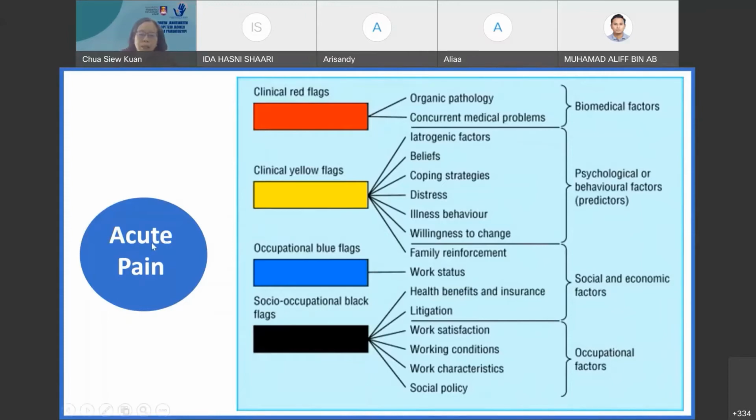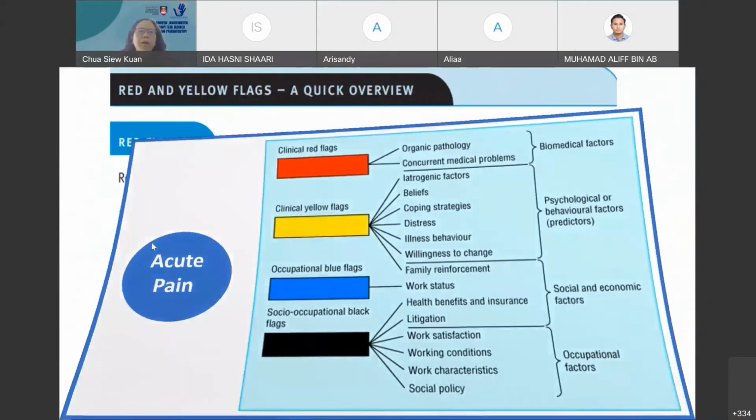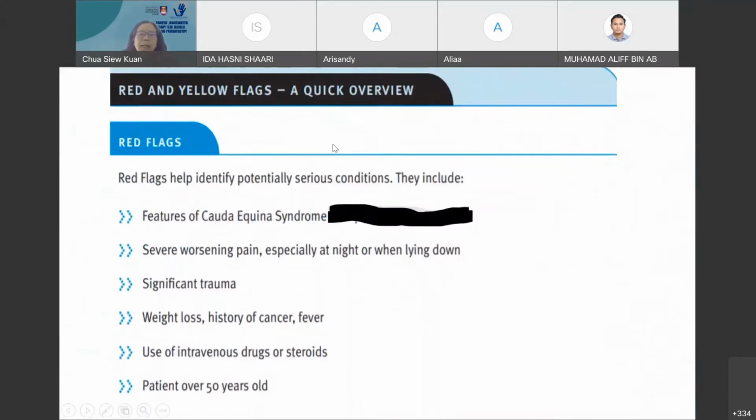What are the contraindications? Let us look. This is a New Zealand guideline from 2000. It's quite an old guideline. So red flag is about screening whether the patient has cauda equina syndrome. Can you remember what cauda equina syndrome is? Our spinal cord ends at about L1. L1 is the cauda, the tail of the spinal cord.